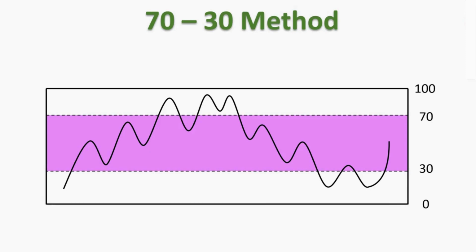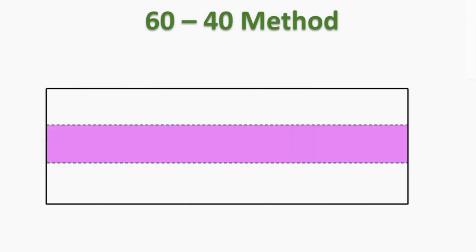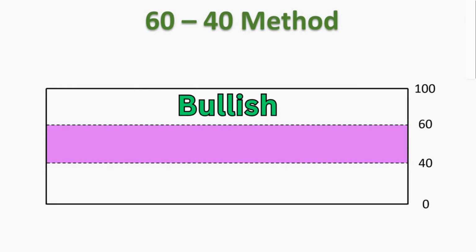Instead, we use the second method, which is called the 60-40. In this method, we use a band of RSI which originates from 40 and goes up to 60. And you can see the area above 60. Whenever the market is oscillating in this area, it is said to be a bullish market. And whenever the RSI line goes below 40, we can assume that the market is bearish.